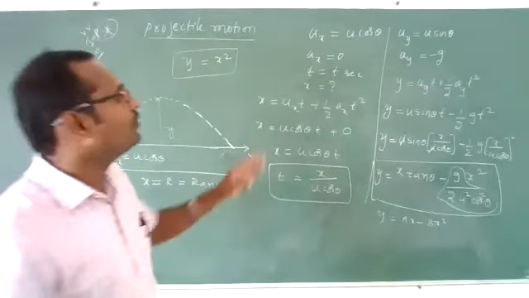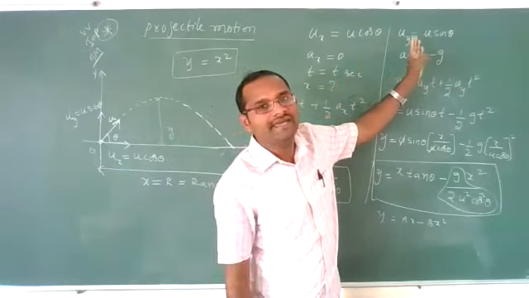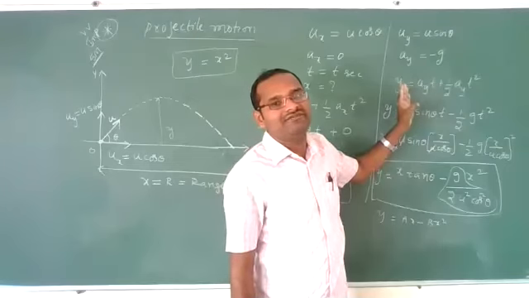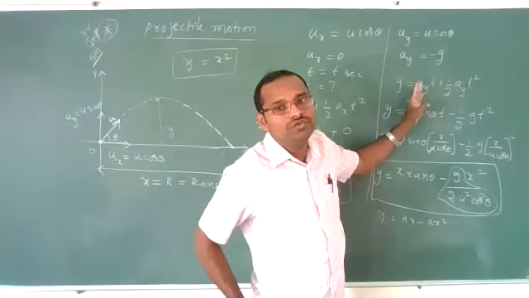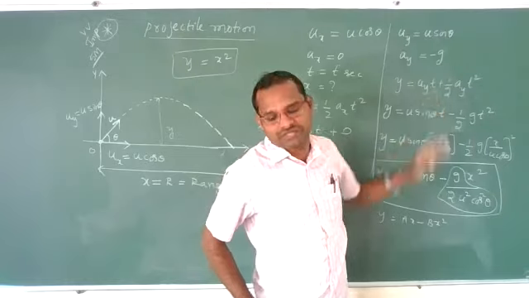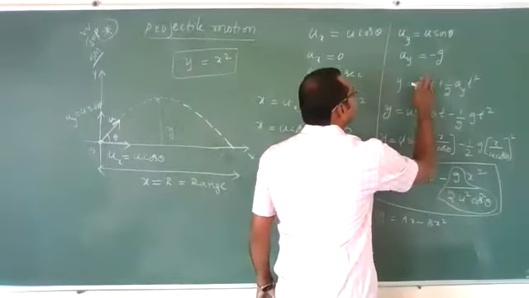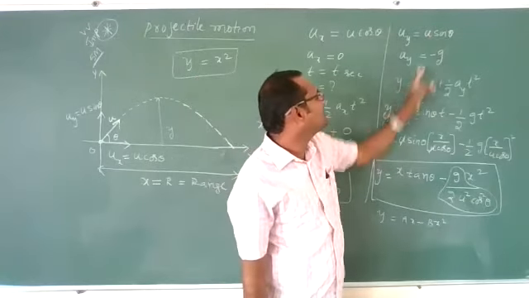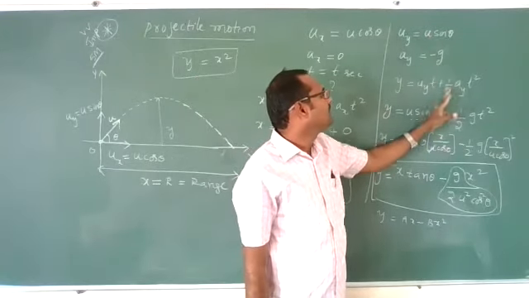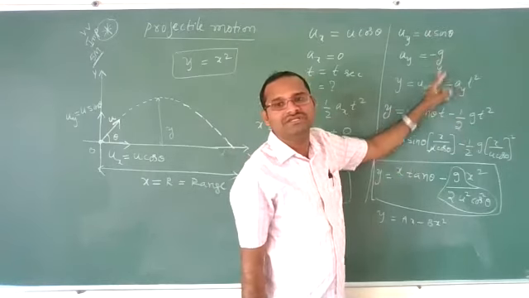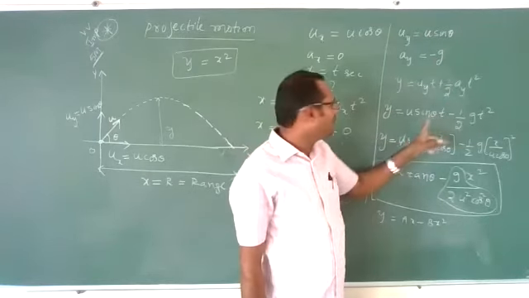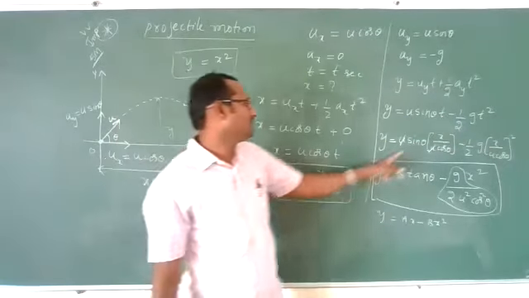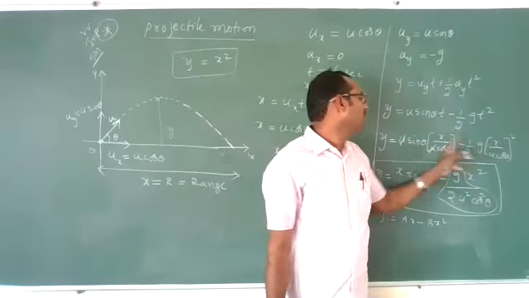Now go to the vertical component. uy is equal to u sin theta, ay is minus g. Then the vertical displacement is given as uyt plus half ayt square. What is uy? uy is u sin theta into t, plus becomes minus because this is minus g, half g t square. Now wherever t is there, substitute this value x upon u cos theta.